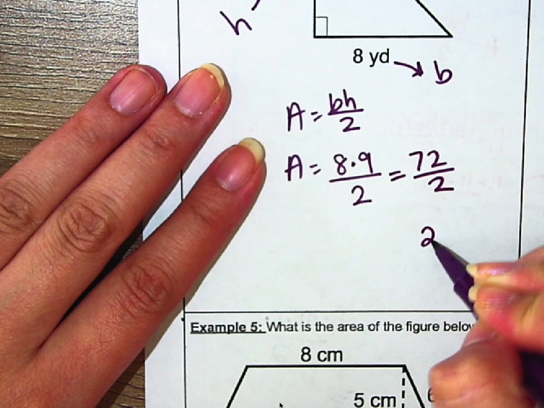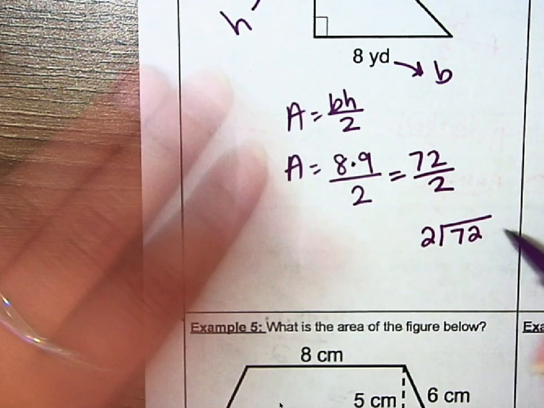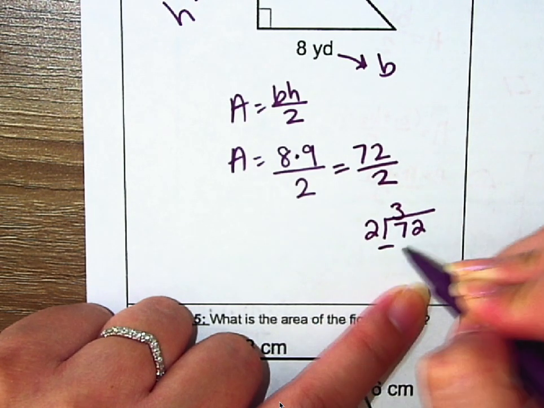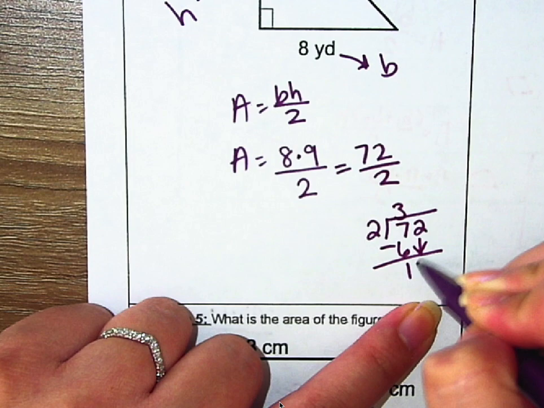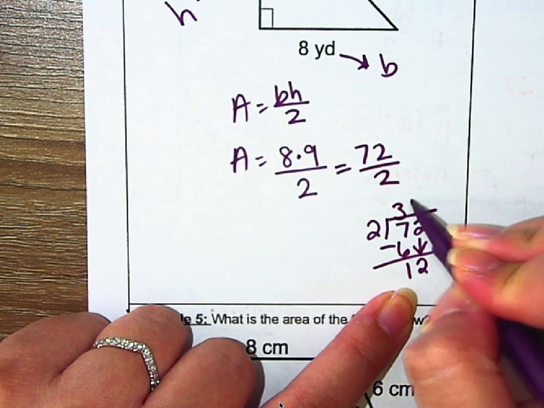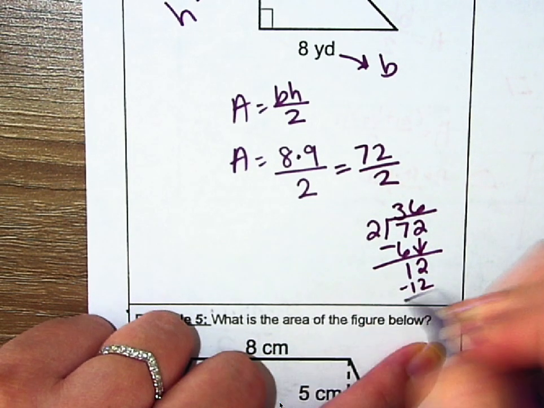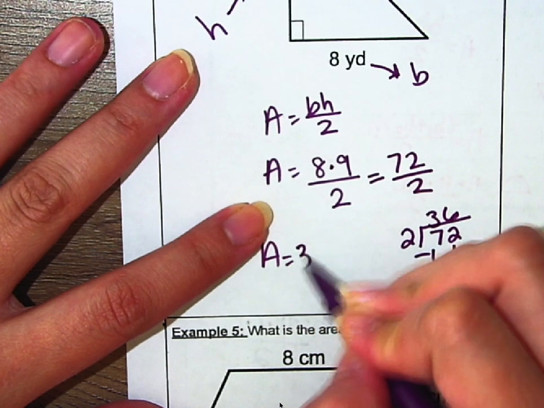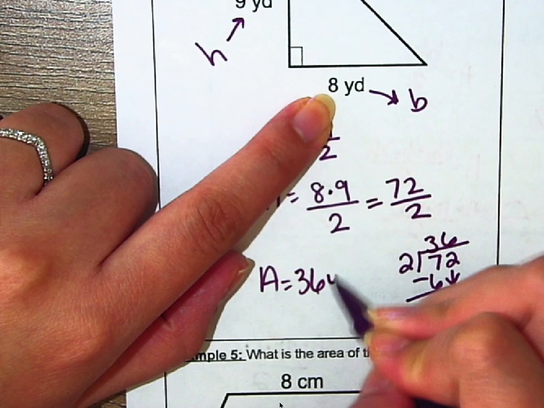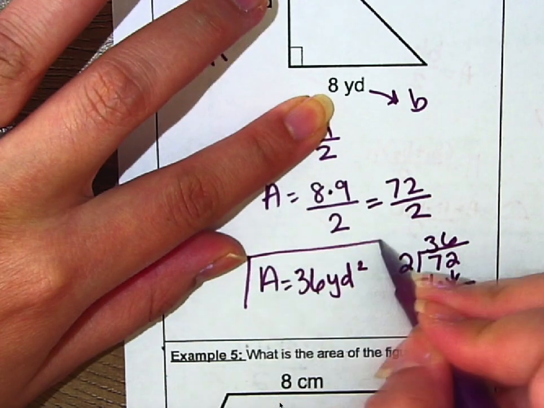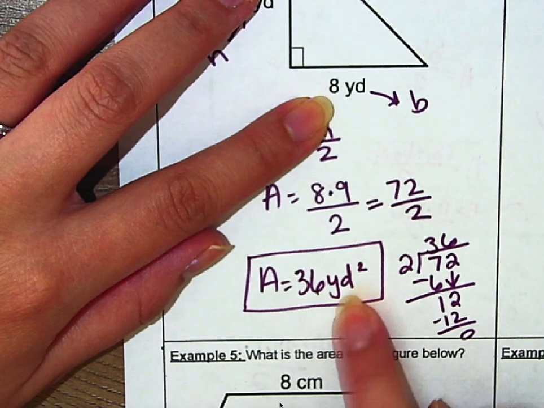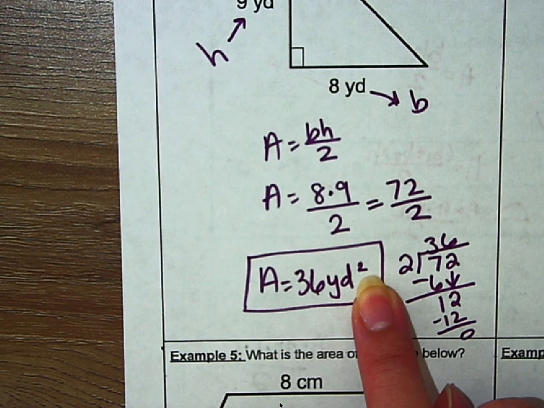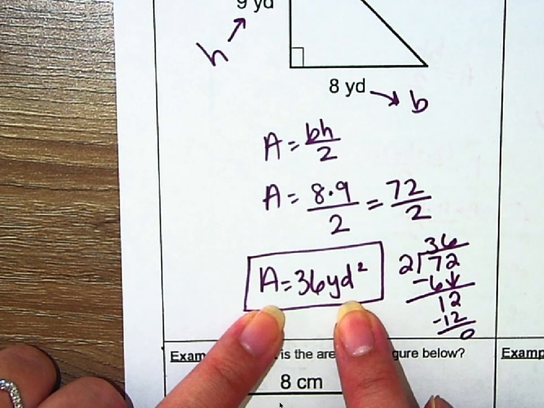So 2 divided by 72. We got 2 goes into 7 3 times, minus 6. And then 2 goes into 12 6 times. Okay, so my area is 36. My measurement, yards squared. Make sure you put your measurements in your little tool up here that's called square. You have to write that down.